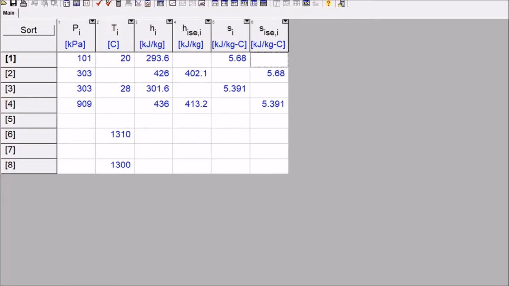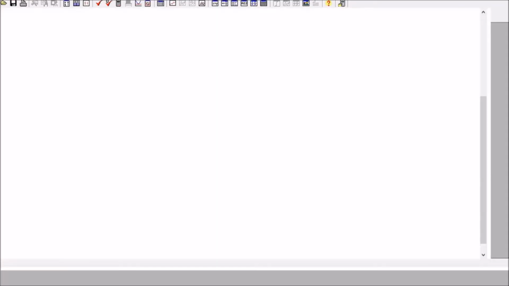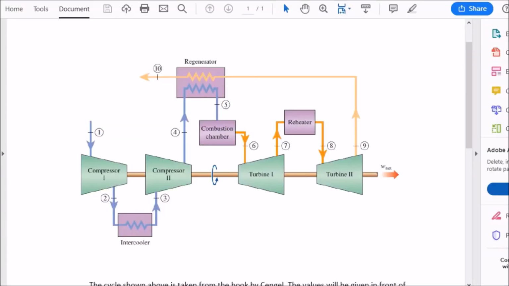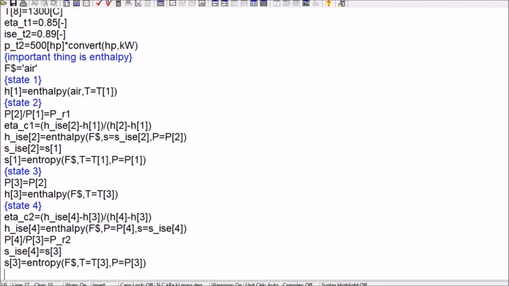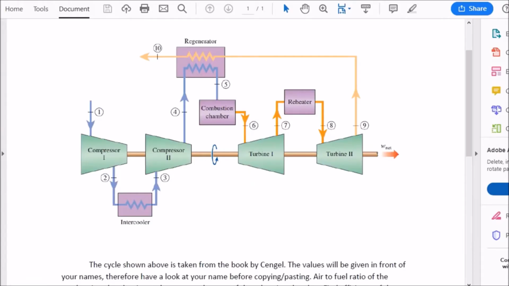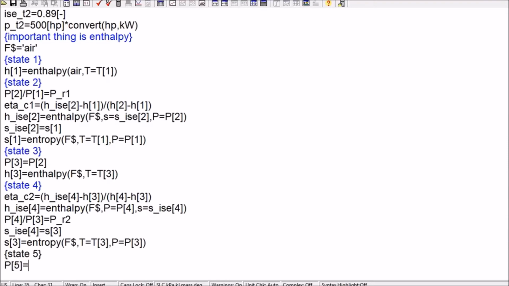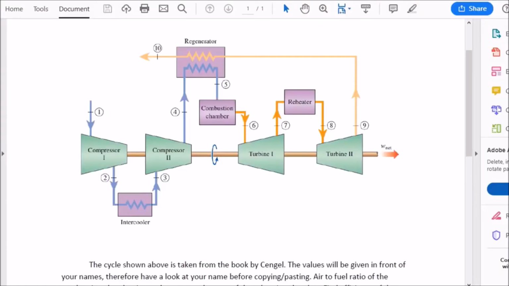Again, the important thing is enthalpy, and we will need enthalpy for all of the calculations, and the enthalpy values have been found up to state 4. Now we have come to state 5. For state 5, we don't have anything except pressure. Pressure 5 is the same as pressure 4 because it is a heat exchanger and we are assuming it is a perfect heat exchanger with no pressure drop. Therefore P5 will be the same as P4, but we don't have any other property about 5.